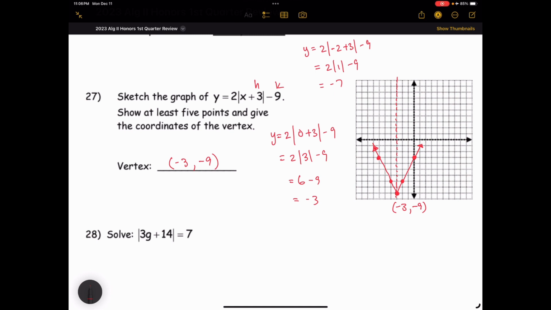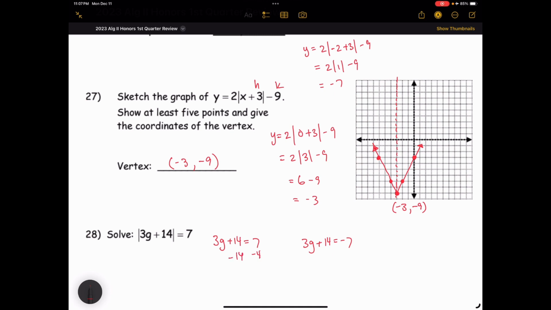Number 28. Solve. Absolute value of 3g plus 14 equals 7. All right, so absolute value, when it's equal to something, we can write two versions of it. There's the positive version and the negative version. So 3g plus 14 equals 7. 3g plus 14 equals -7. All right, we just solve for g in both instances.